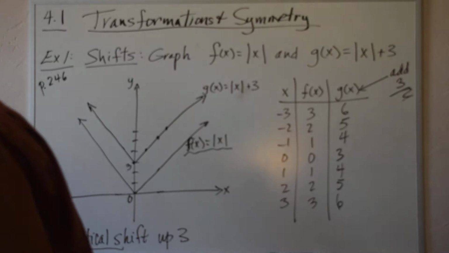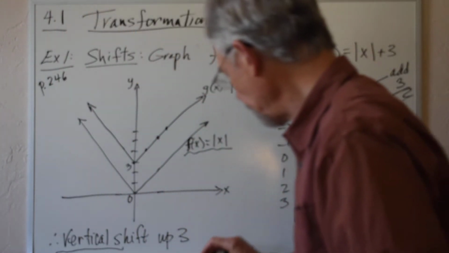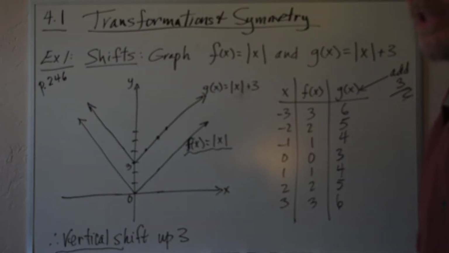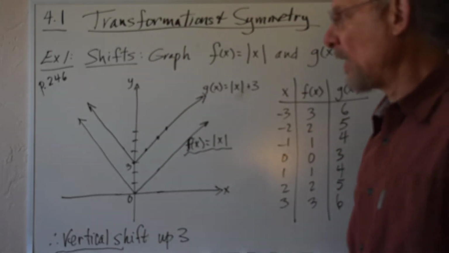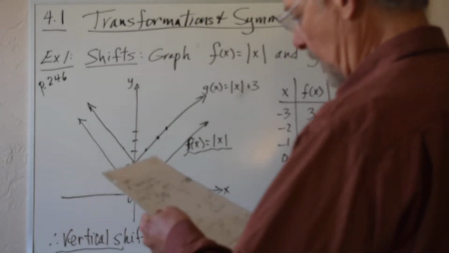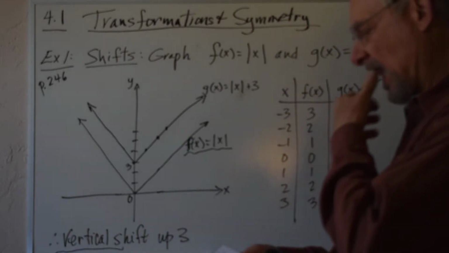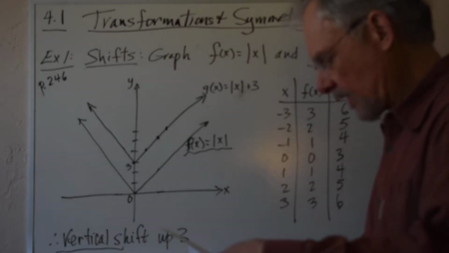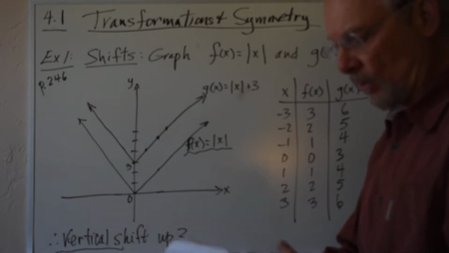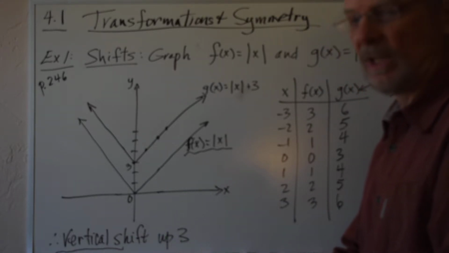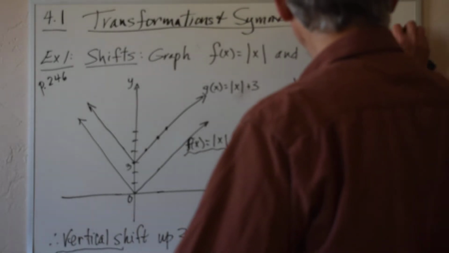Now we've seen that type of phenomenon before. If you recall with parabolas, if we looked at y equals x squared, a simple parabola, and then we looked at y equals x squared plus 2, it would have been shifted up by 2. So we have seen this phenomenon before. Let's look at a different kind of shift. Look at example 2 on page 247, I believe that is.